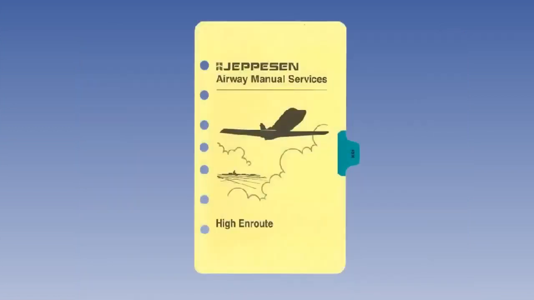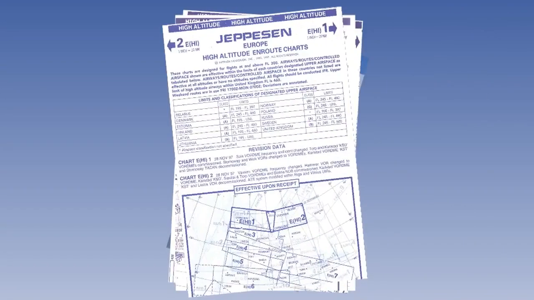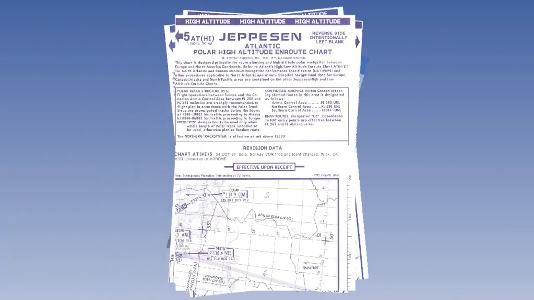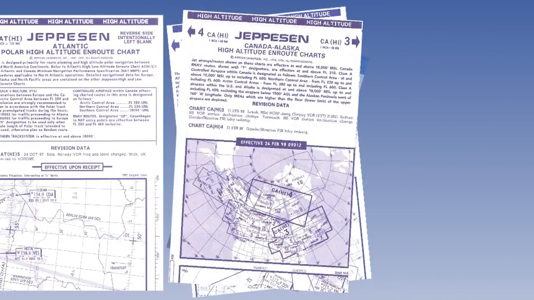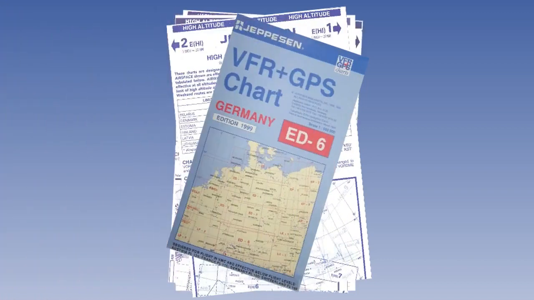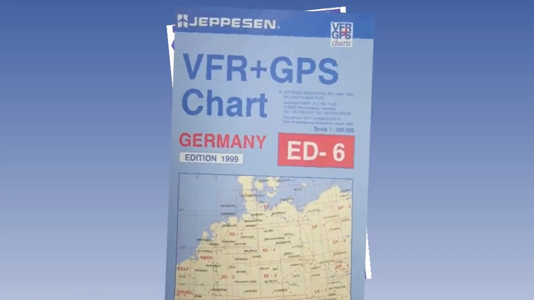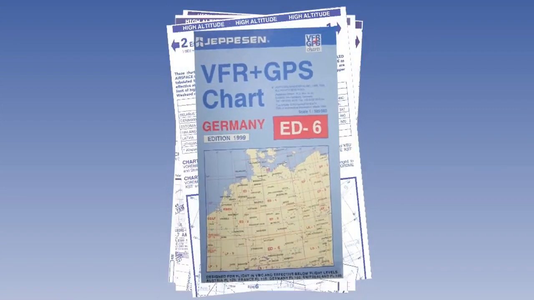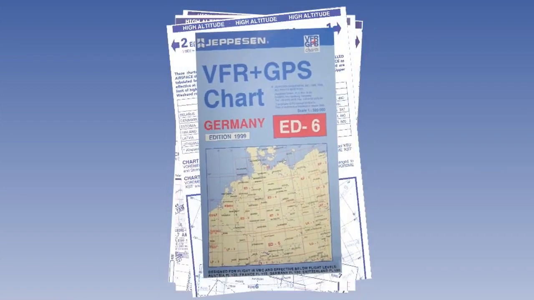The following section contains the high-level en route charts, each having a defined upper and lower limit. Again, these charts will be dealt with in detail later. It has become common practice, for reasons unknown, to put the Germany VFR chart, which we have looked at in detail, in the last pocket of this section.